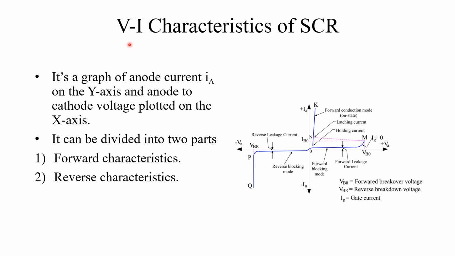So here V stands for voltage and I stands for current. VI characteristics is nothing but the voltage and current characteristics of SCR. It's a graph of voltage versus current. So here you can see the voltage will be shown on the x-axis, whereas the current I will be shown on the y-axis.